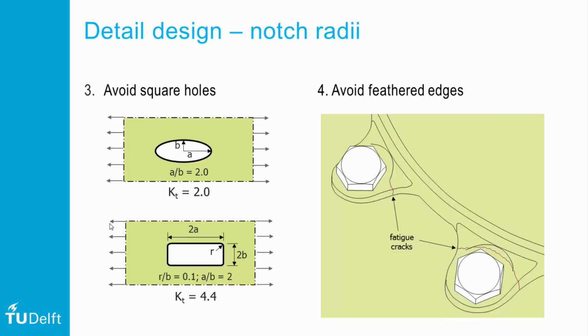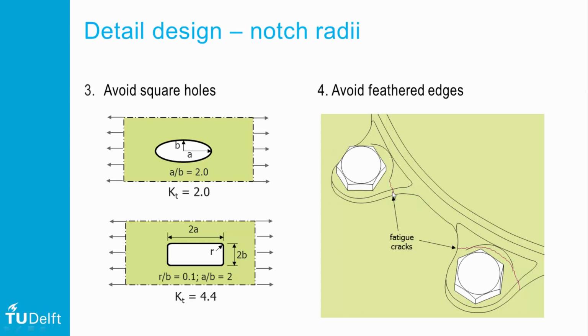The third step is to avoid squared holes. Ellipses are better, and if necessary one may try rounded squared holes, but then take the radius as large as possible. Keep in mind that the windows of the aerial direction finder in the Comet aircraft were too squared. Fourth, avoid feathered edges.